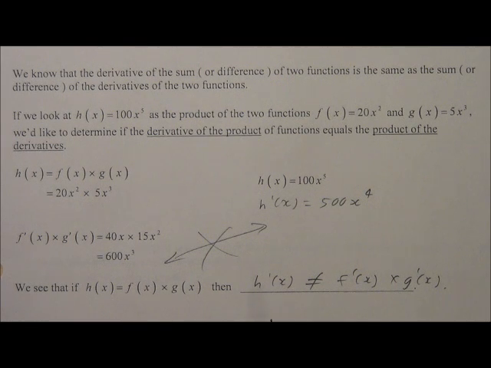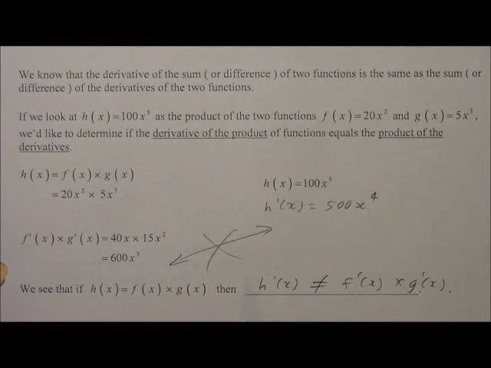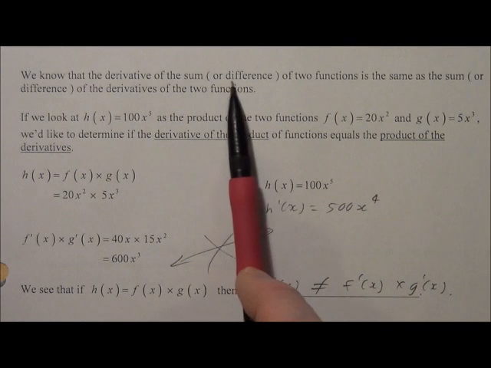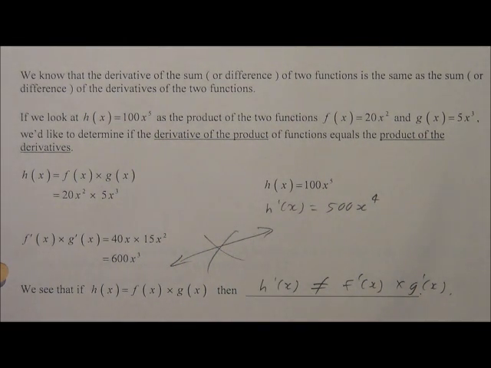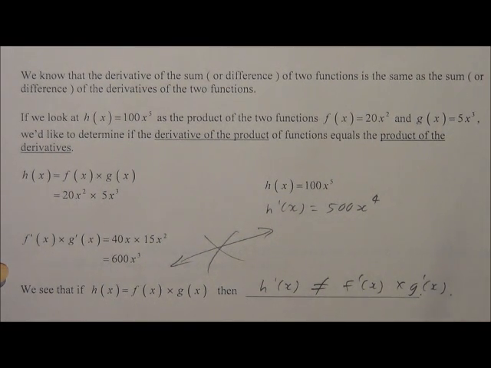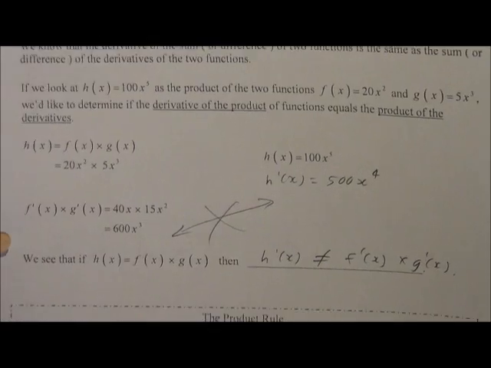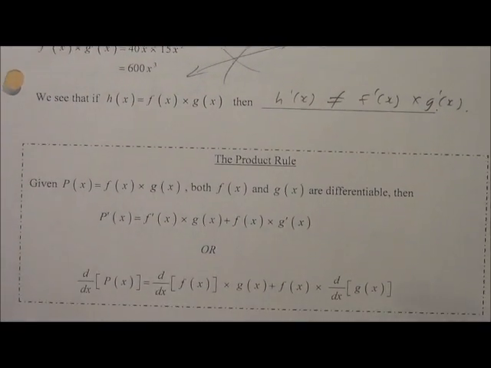Okay, so even though the derivative of the sums and differences that we saw yesterday was the same as the sums and differences of the derivatives, it doesn't work the same way with multiplication. So, quite conveniently, some brilliant mathematician way back when came up with a product rule to help us out with this burning dilemma.